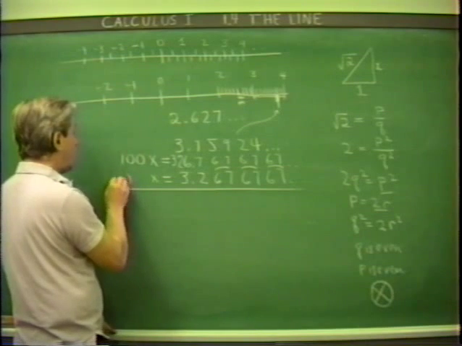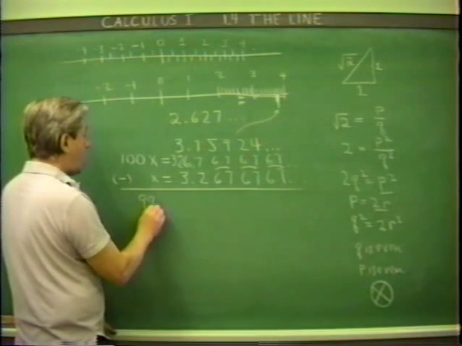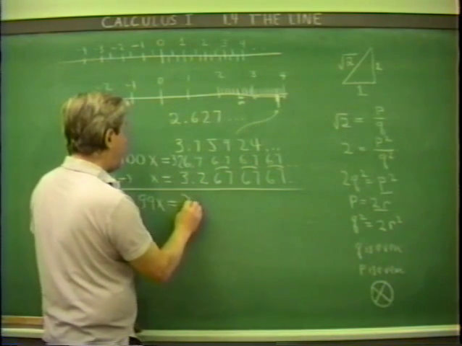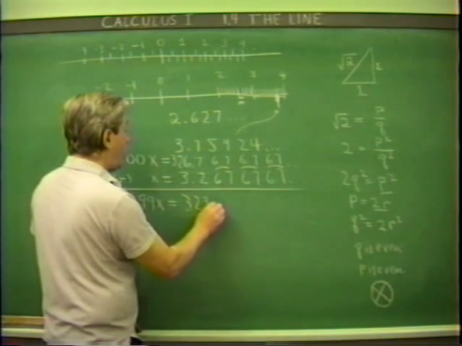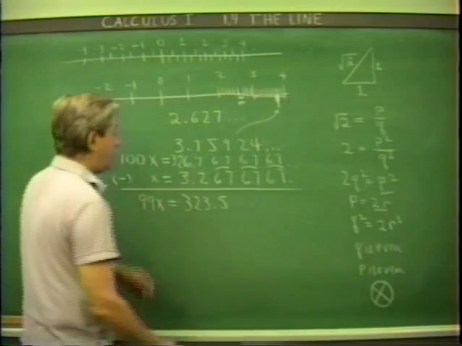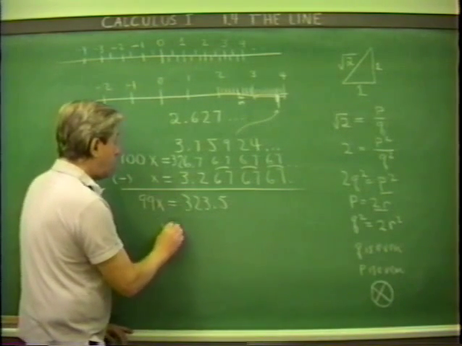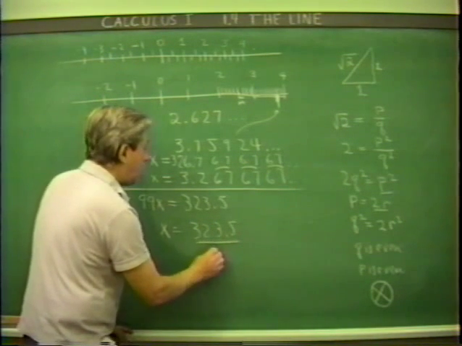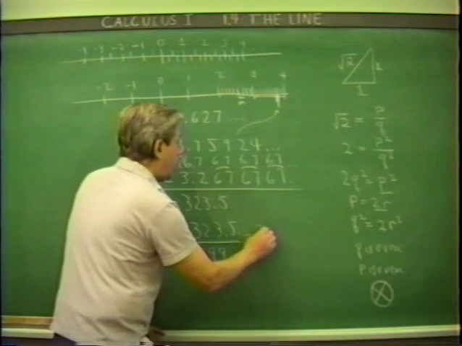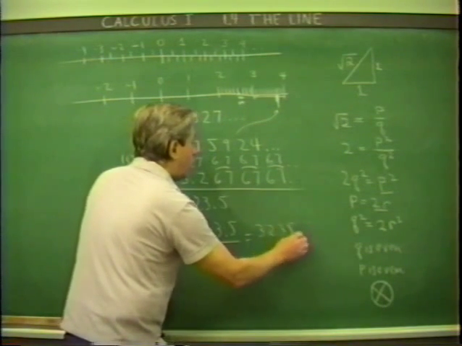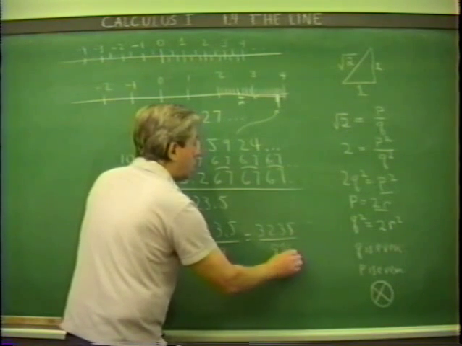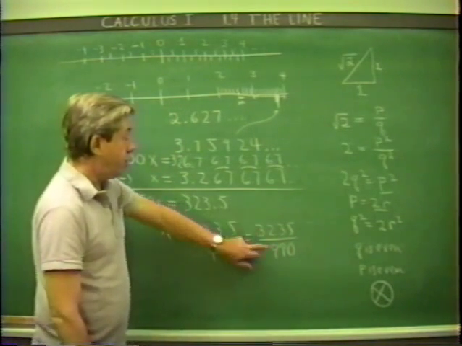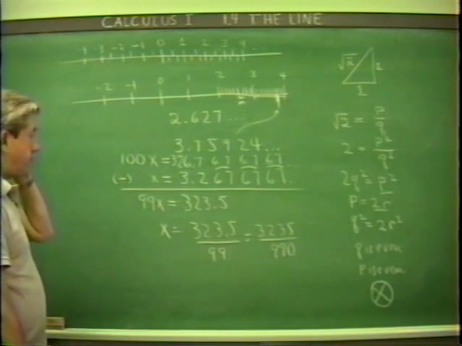So consequently, if we subtract these two, we're going to get that 99x is equal to, what do we have here? 323.5, and all the 67s will cancel out here. That's to say that x is equal to 323.5 divided by 99, or 3,235 over 990. So we've shown that the number is the rational number 3235 over 990.